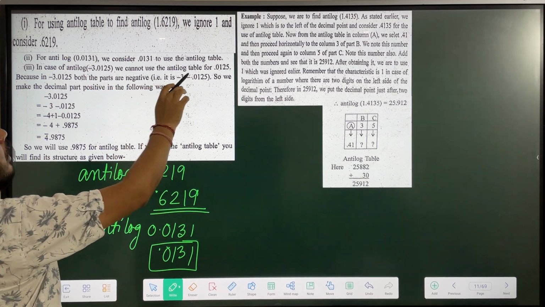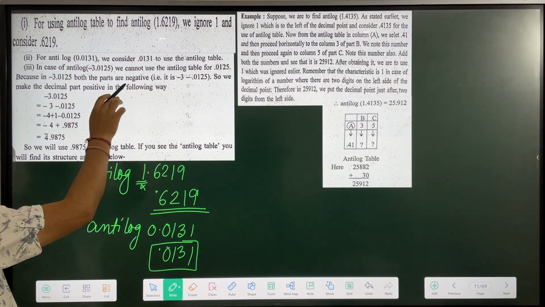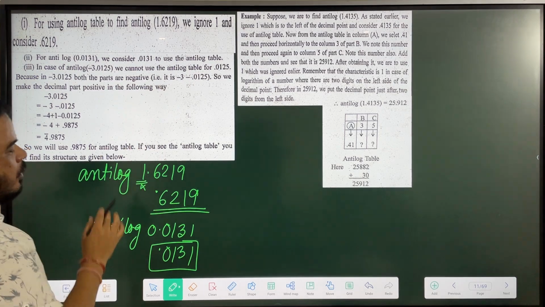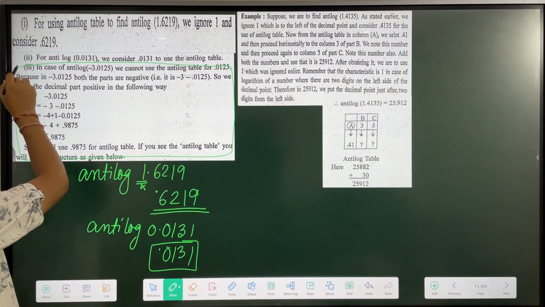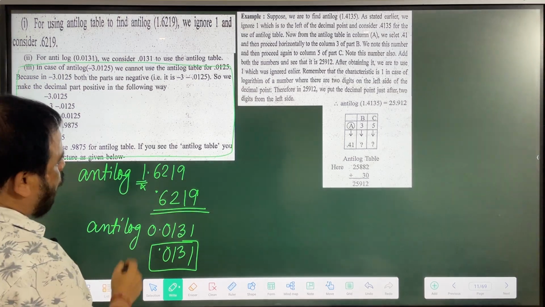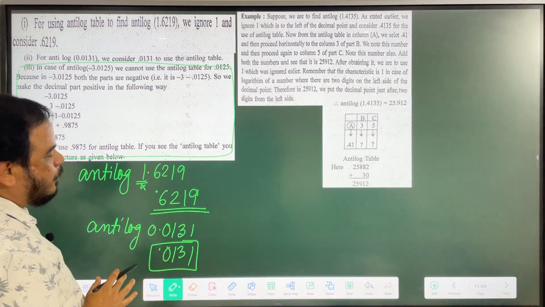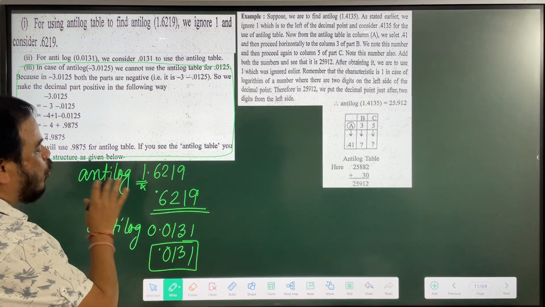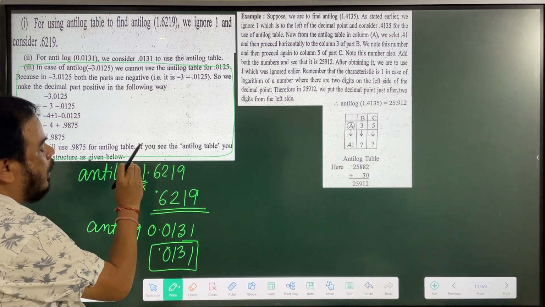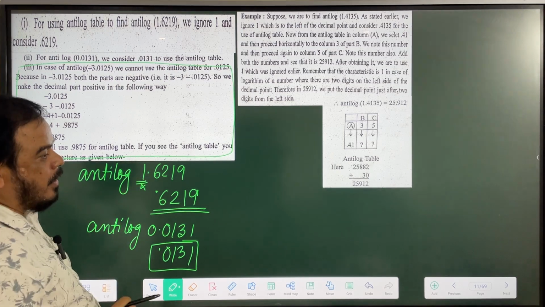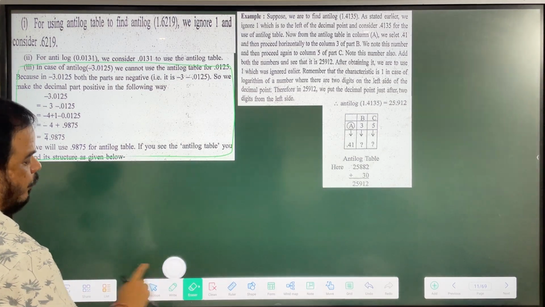3.0125, we cannot use the antilog table for 0.0125 because in minus 3.0125 both the parts are negative. This is the important part now. When we get a negative, it will be different. When we get a positive, we don't have any problem to find the antilog with the help of the antilog table, as with 0.6219, because the characteristic is a positive number. If it is a negative number, then it will be different.